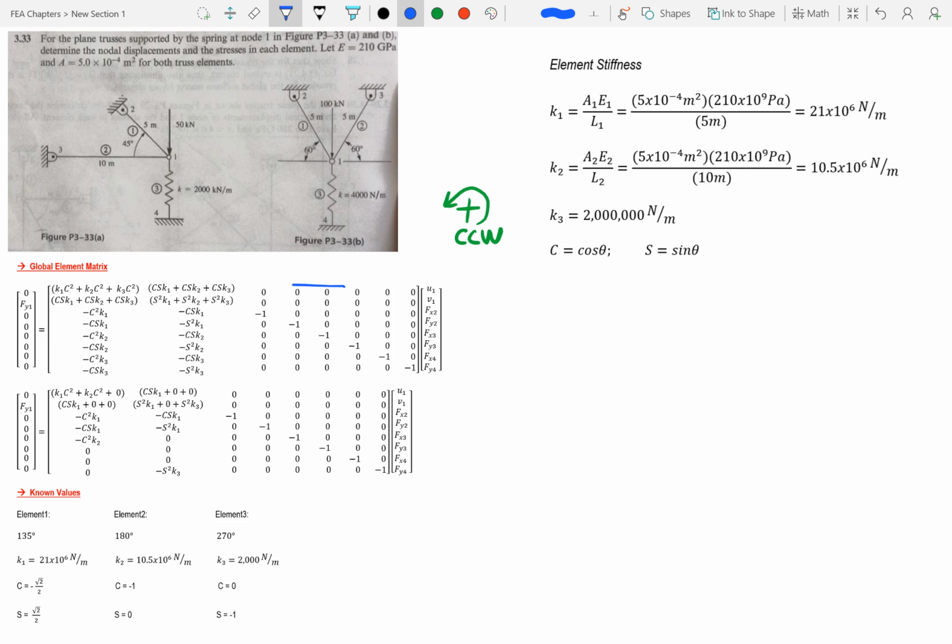Okay, so now we have our global element matrix. If you look at this, we have all of our unknowns on this side, and we have all our known values here. So what is Fy in the 1? Well, that's this right here, 50,000 newtons. We know that value. K1. Well, K1 is represented here. We know that value. It's right here.